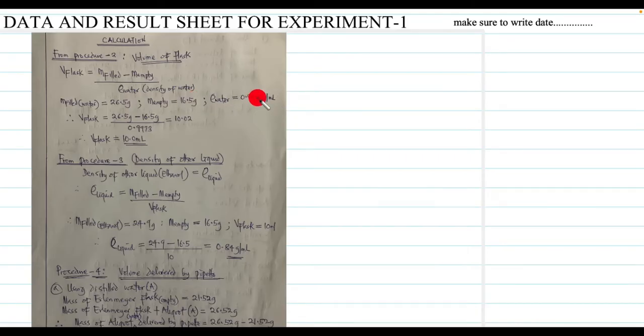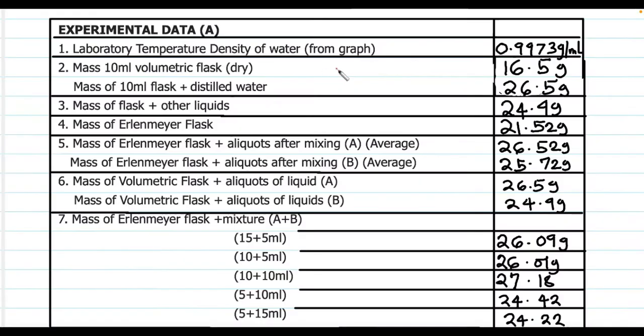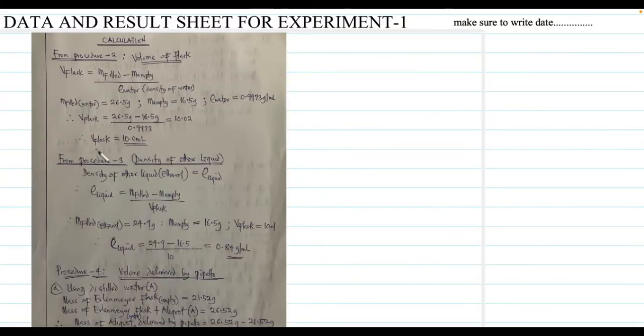And density of water, remember from the first procedure, I told us that they will give us the density in the lab. Okay, so this is the density, 0.9973 for water. So for us to solve for the volume of the flask, we say mass filled with water, which is 26.5, minus mass when it is empty, 16.5, divided by the density of water, which is 0.9973.